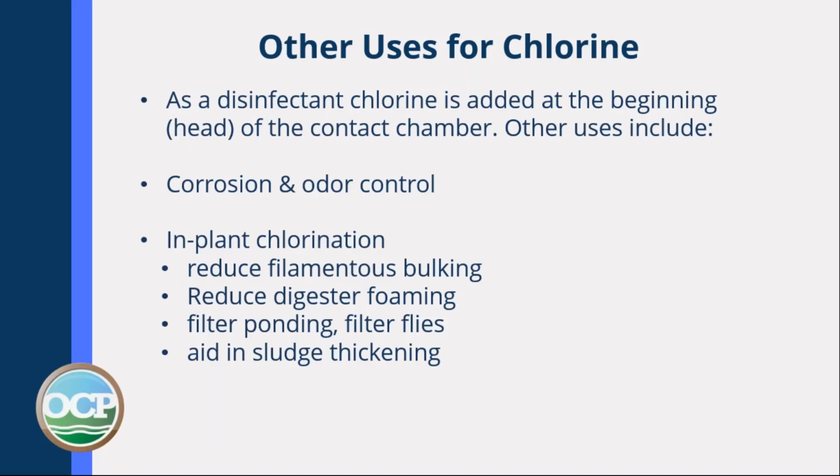Other uses for chlorine as a disinfectant. Chlorine is added at the head of the contact chamber. Other uses include corrosion and odor control. You can use chlorination in the plant to reduce filamentous bulking, reduce digester foaming, reduce filter ponding and get rid of filter flies, and aid in sludge thickening.